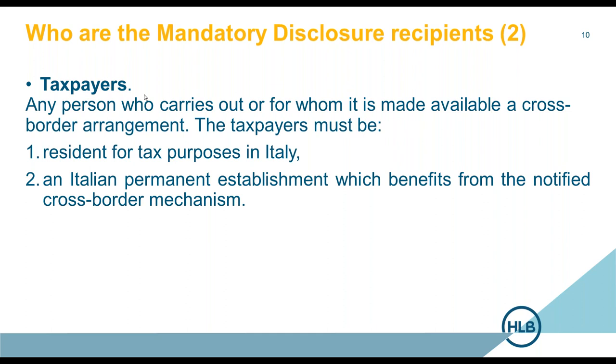Yeah, the two recipients of a mandatory disclosure are the intermediaries, as we heard, and the taxpayers. Any person who makes available a tax aggressive cross-border arrangement could be obliged to disclose this operation to the local tax authority. Naturally, the taxpayer has to be resident for tax purposes in Italy, from an Italian point of view, or in the other European country. And the taxpayers can also be an Italian permanent establishment which benefits from these arrangements.